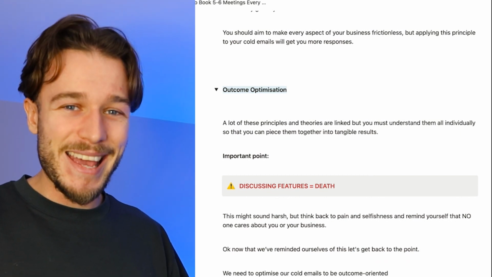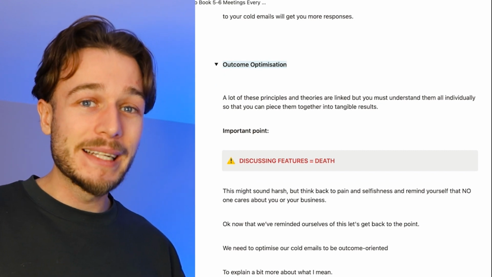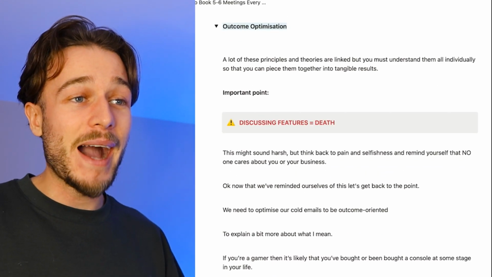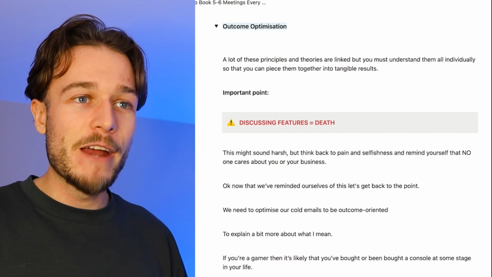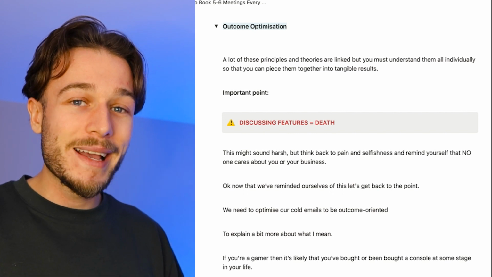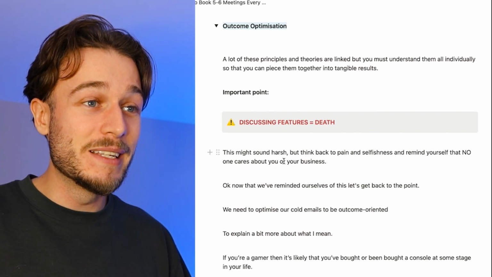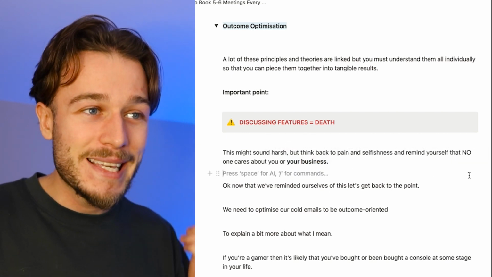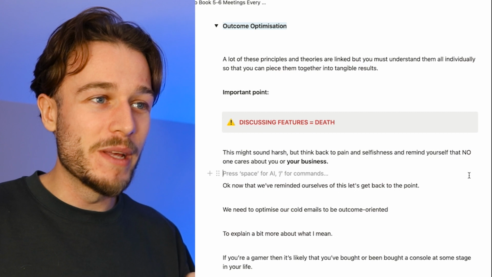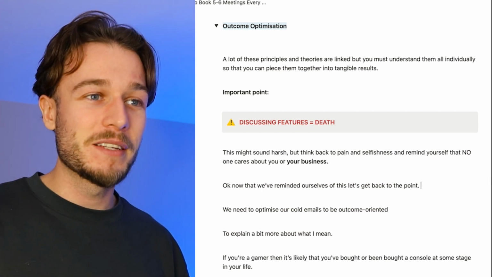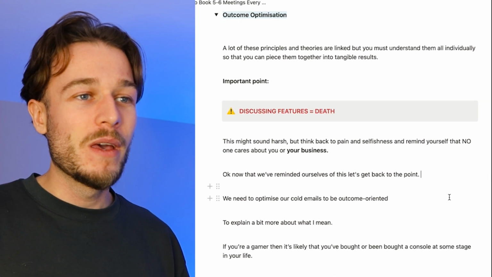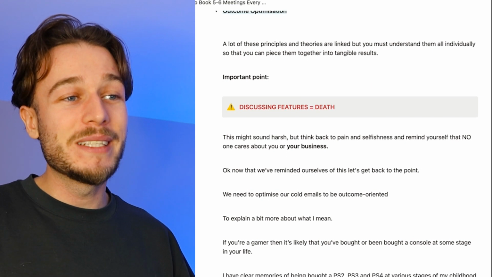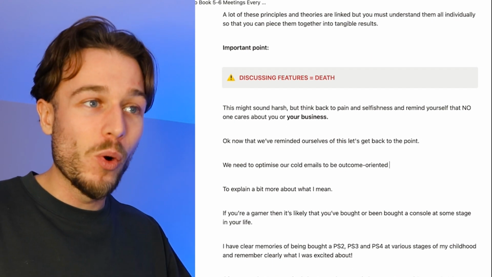Discussing features is death. This might sound completely harsh, but think back to pain and selfishness and remind yourself that no one cares about you or your business. Super, super important point. No one cares about you or your business. Okay, so now that we've reminded ourselves of that, let's get back to the point. We need to optimize our cold emails to be completely outcome oriented.